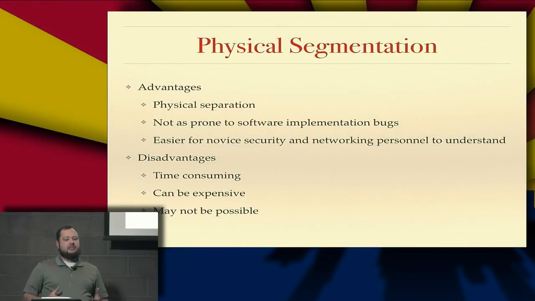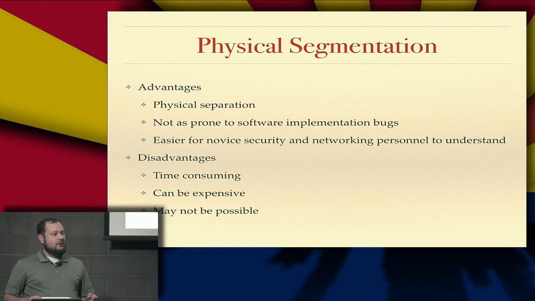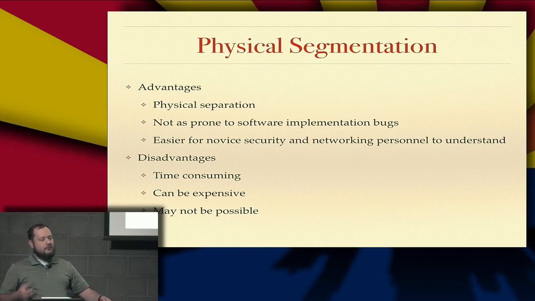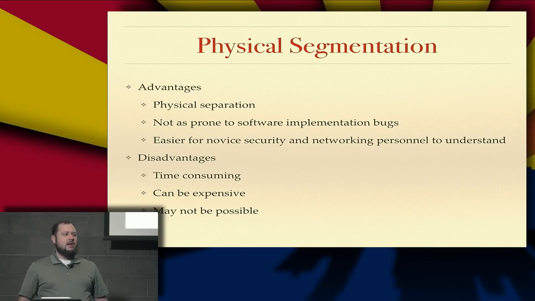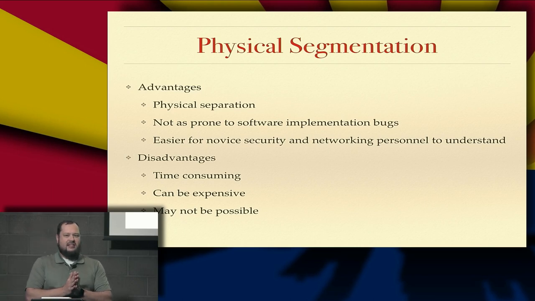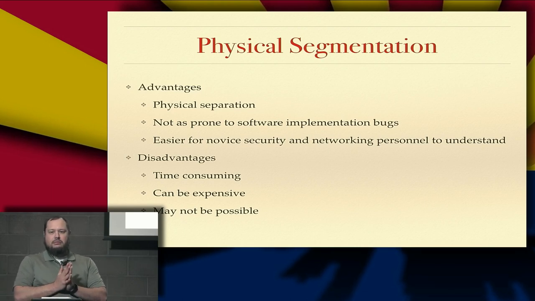So the advantages of physical segmentation are you actually get physical separation of the data. Like I said, one's on one wire, one's on another wire. If you've got a third one, it's on another wire. If you've got a fourth one, it's on another wire, up to N number of wires. It's not as prone to software implementation bugs. So there were a number of novel techniques that were introduced at, I think, DEF CON 23, maybe?